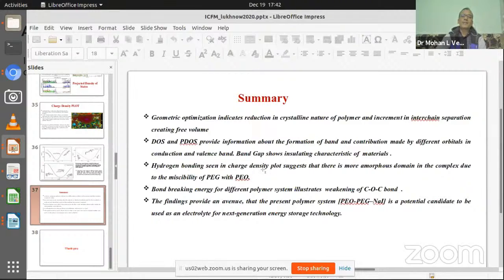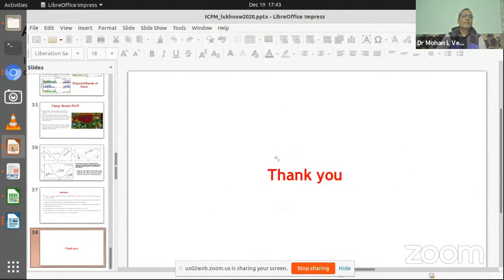Hydrogen bonding seen in the charge density plot suggests that there is more amorphous domain in the complex. So we create this amorphous domain, meaning that crystallinity is decreased, and in turn the ionic conductivity is increased for this PEG and PEO system. Bond breaking energy for different polymer systems illustrates weakening of C-O-C bonds, and this is good for enhancing the ionic conductivity. The findings provide an avenue that the present polymer system, this PEO-PEG, is a potential candidate to be used in electrolytes for next generation energy storage technology. And recently, it has already been observed experimentally that it has a very good ionic conductivity.